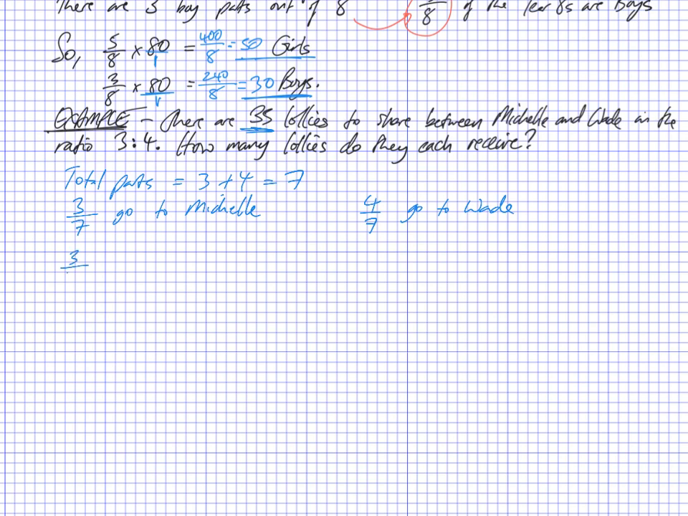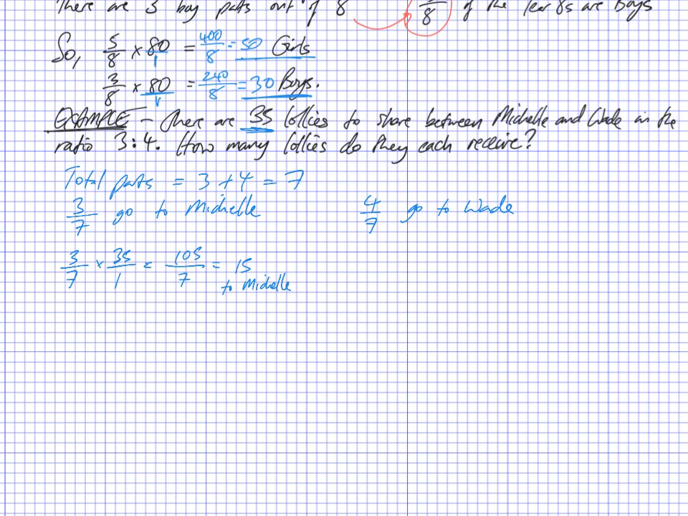We know the fraction is 3 on 7. We know the total is 35. We want to know how many go to Michelle. So 35 over 1, 3 times 35 is 105 divided by 7 times 1, which is 7. 105 divided by 7 is 15 to Michelle.